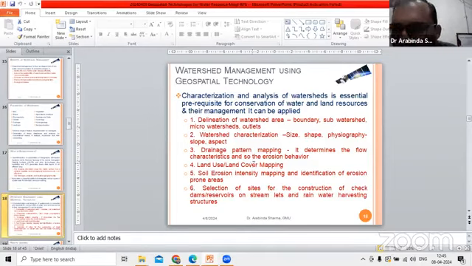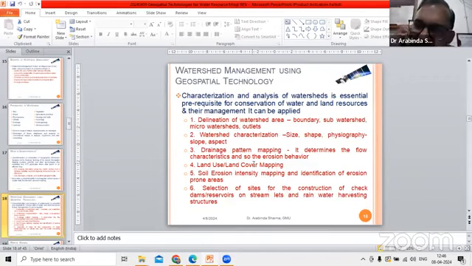So how can geospatial technology help you in managing that watershed? First, it can help you to delineate the watershed area, like the boundary of that watershed, sub watershed, micro watershed. Where is the outlet of that naturally defined boundary? Outlet you can define with the help of geospatial technology. Watershed characterization, whatever characteristics a watershed has in terms of size, physiography, slope, aspect, drainage pattern, land use, land cover, and so on. Everything can be mapped through geospatial technology, right?